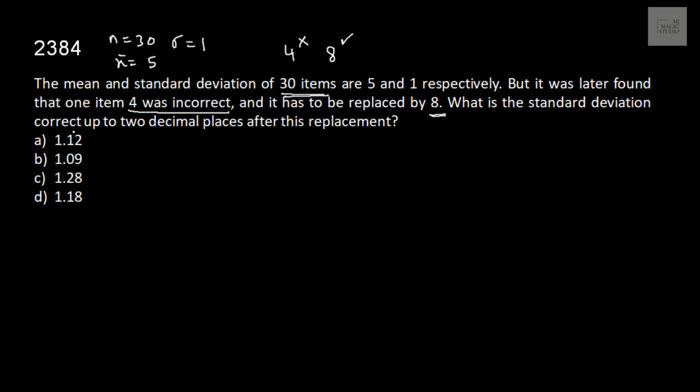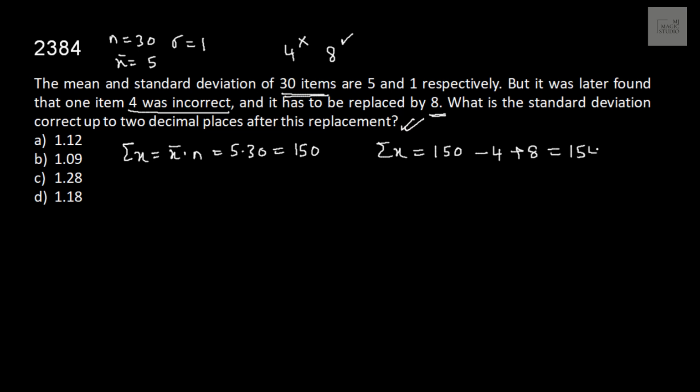So first we need to find some wrong data, like summation x we need to find. Summation x is x bar into n, that is 5 into 30, that is 150. So incorrect value, I'm writing here, correct value, I'm writing here. Correct summation x would be 150 minus the wrong value plus the correct value, that will be 154.